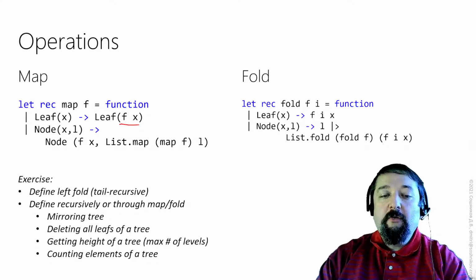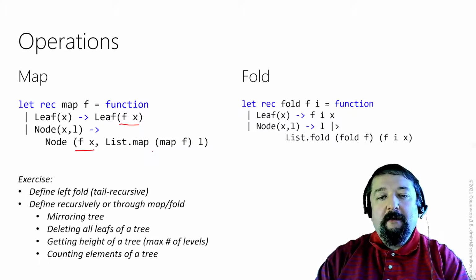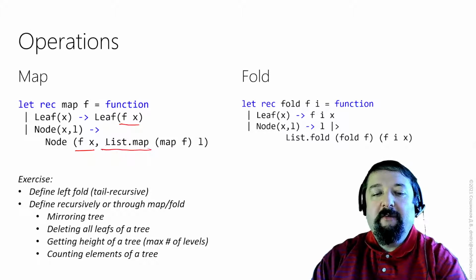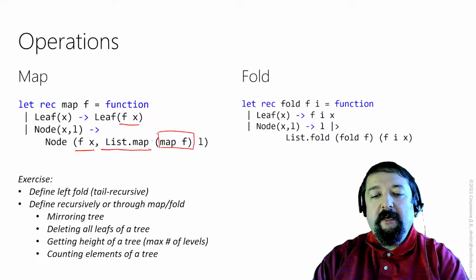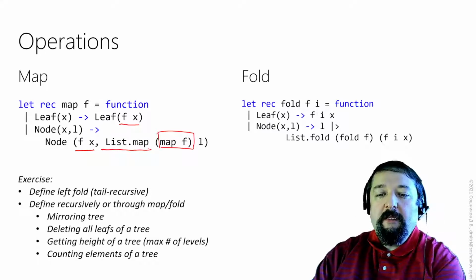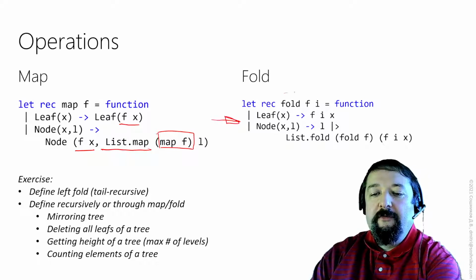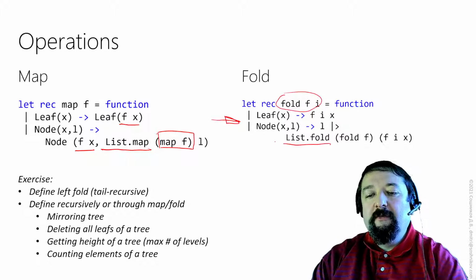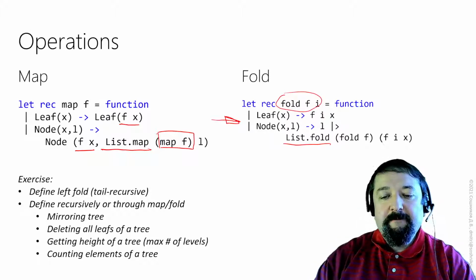If we have subnodes, we apply a function f to the element, and we also need to apply a mapping function to each subtree. So we use list.map because we have a list of subtrees, and we apply the mapping function using f to each of the subtrees. Similarly, we can define the fold operation as well. We will define the fold operation on trees in terms of list fold on all of the subtrees.